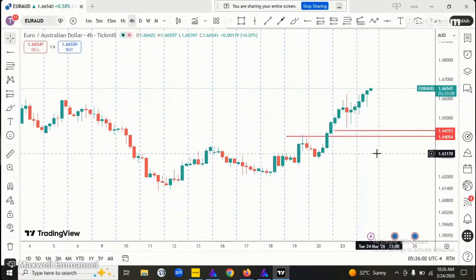Any question? Which pair are you looking at? I'd like to know in the comment section. Which pair are you considering trading today? What's your bias on the pair? Let me know.